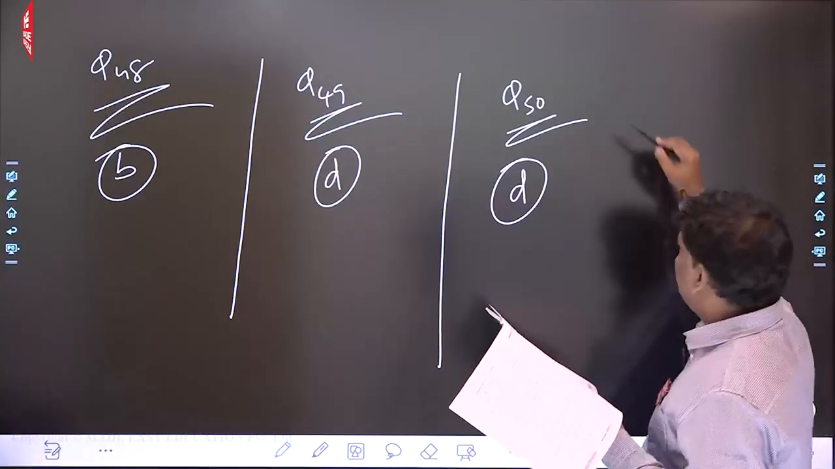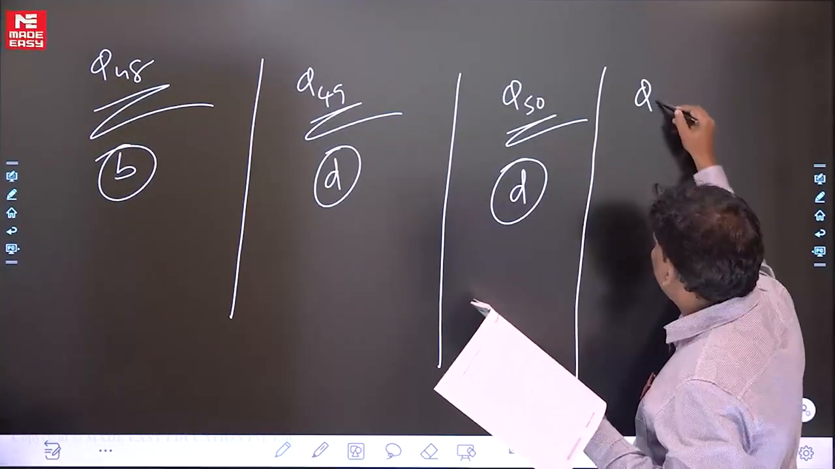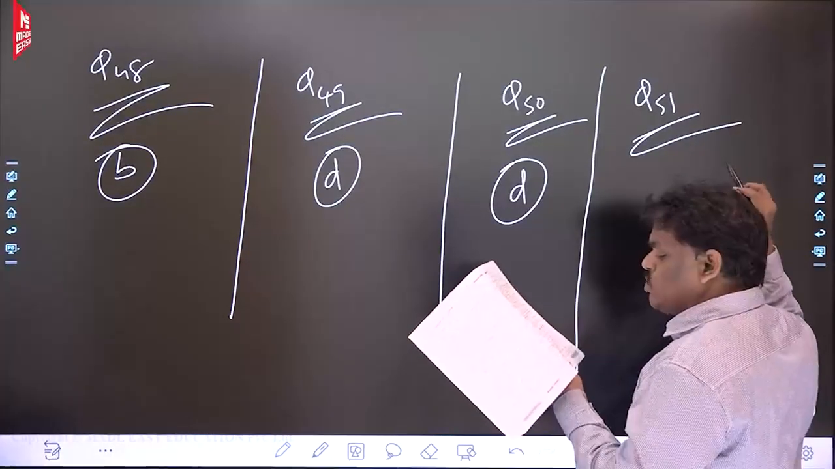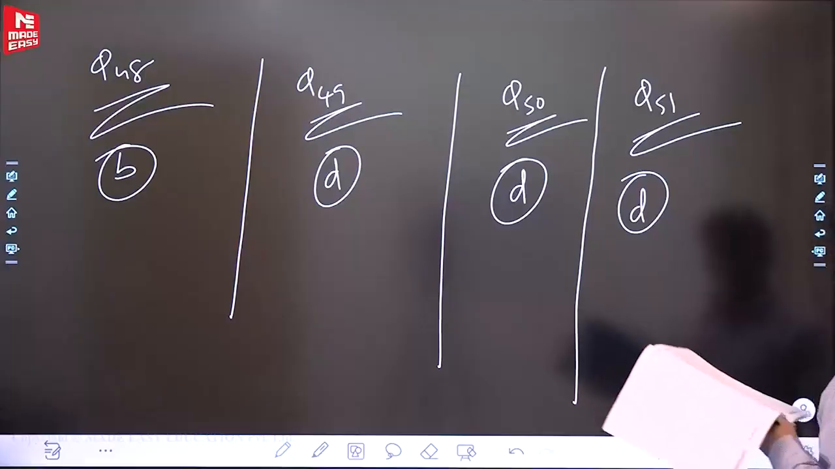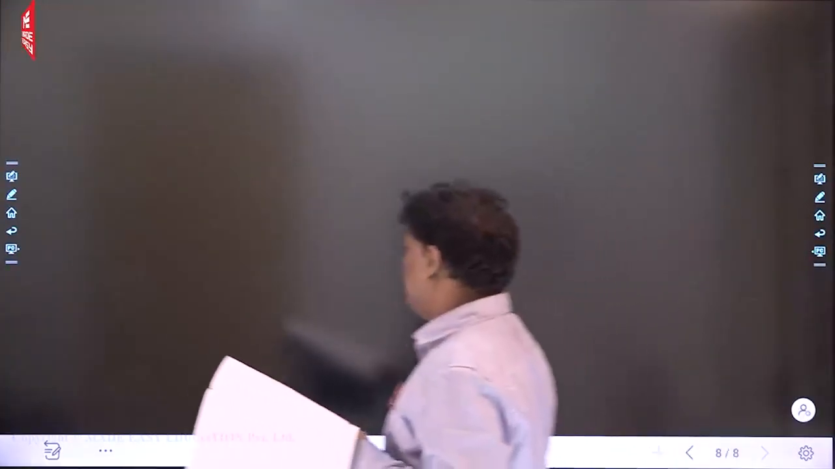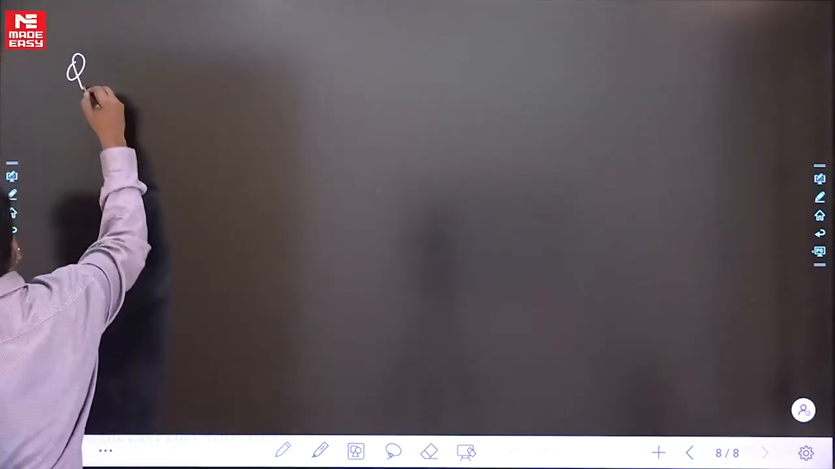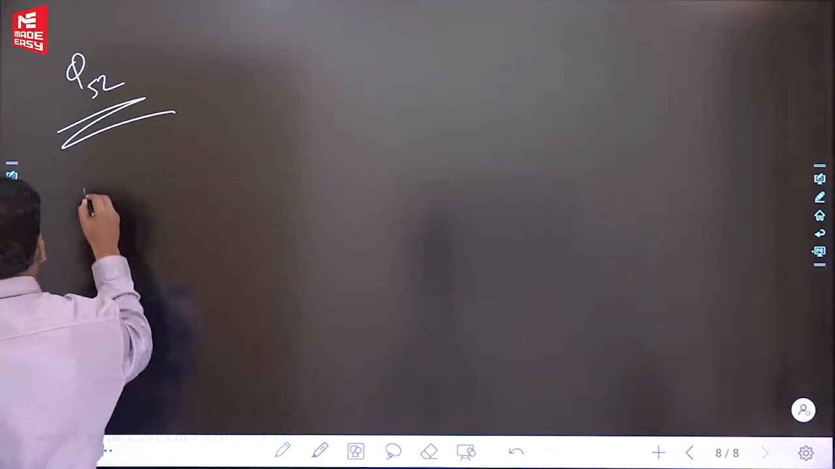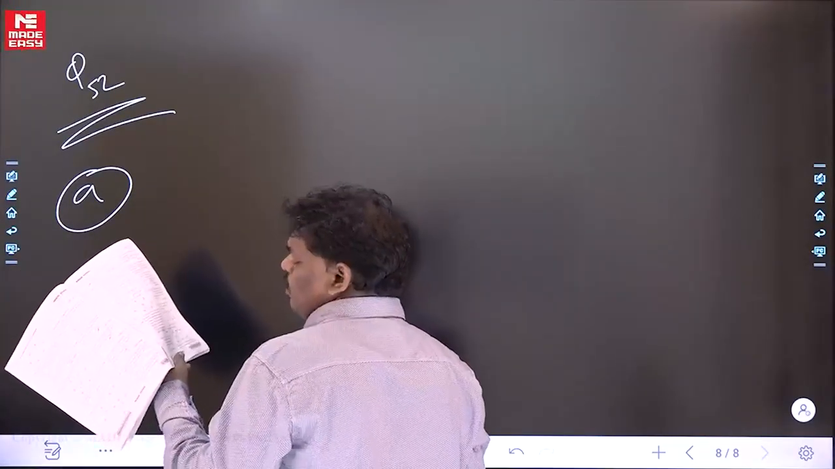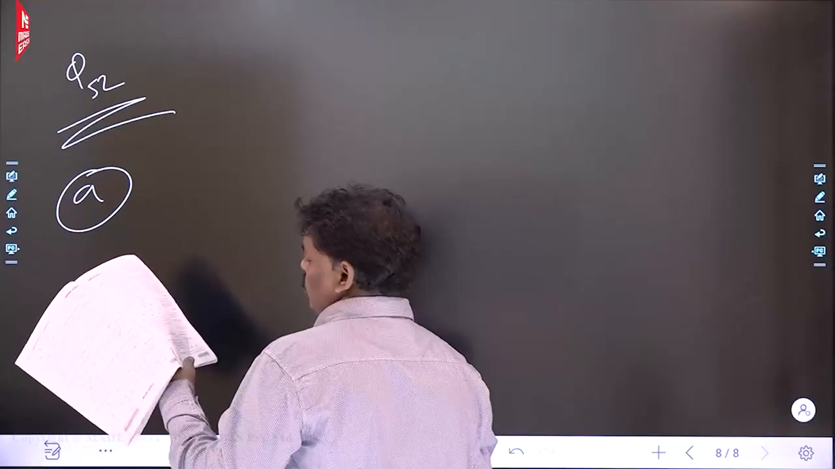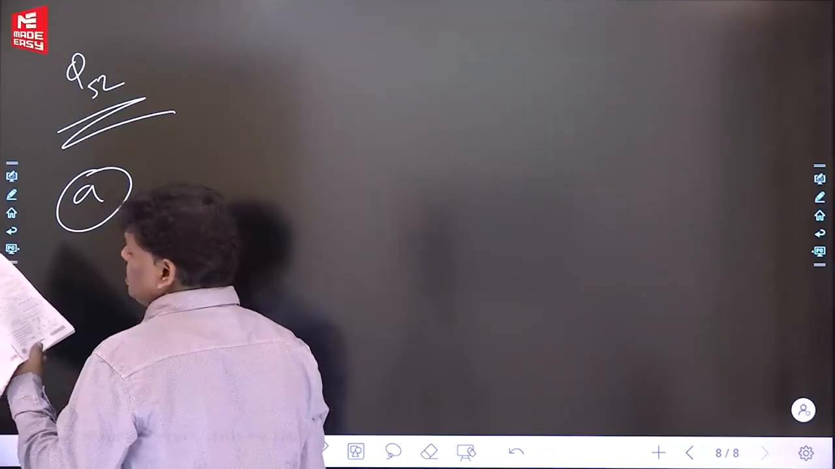Next one. Question number 51. We done in the classroom also. Please verify. Fourth option. Question number 51, fourth option. Next one. Go to the question number 52. Answer is A. This also we done in the classroom. Please check. Similar kind of problem maybe we done. But anyhow, this is very simple only. Question number 52, answer is A.